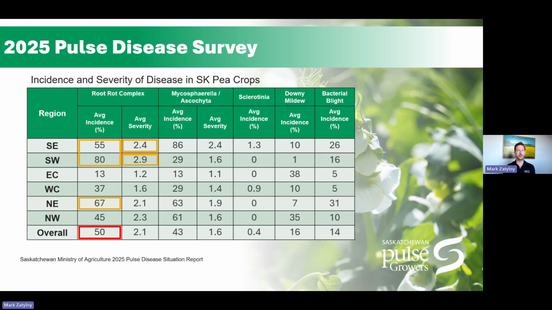Looking at the incidence for peas, the Northeast, Southeast, and Southwest had over half of the plants surveyed showing signs of root rot, and provincially 1 and 2 plants had root rot, with the worst severity in the Southeast and Southwest.